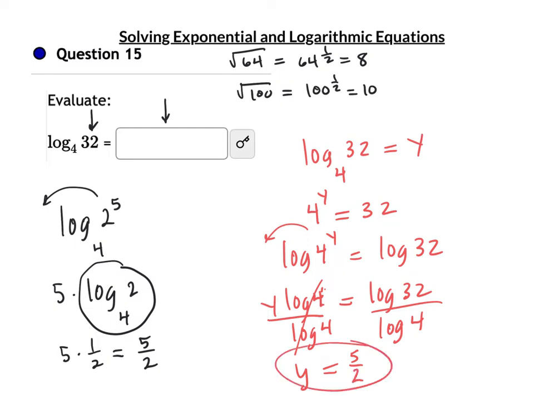Note that if you want to save yourself some time, look at this and look how we solved it. It was the log of 32 divided by the log of 4. That's the change base rule. The log of 32 divided by the log of 4.